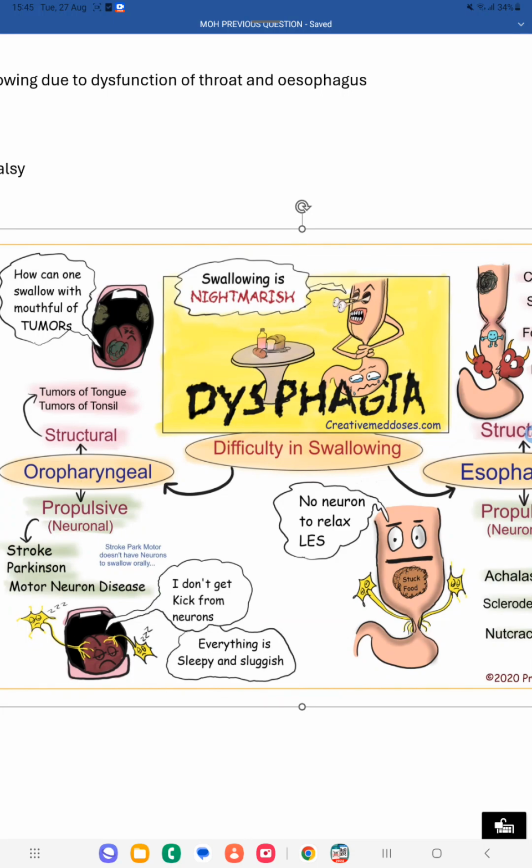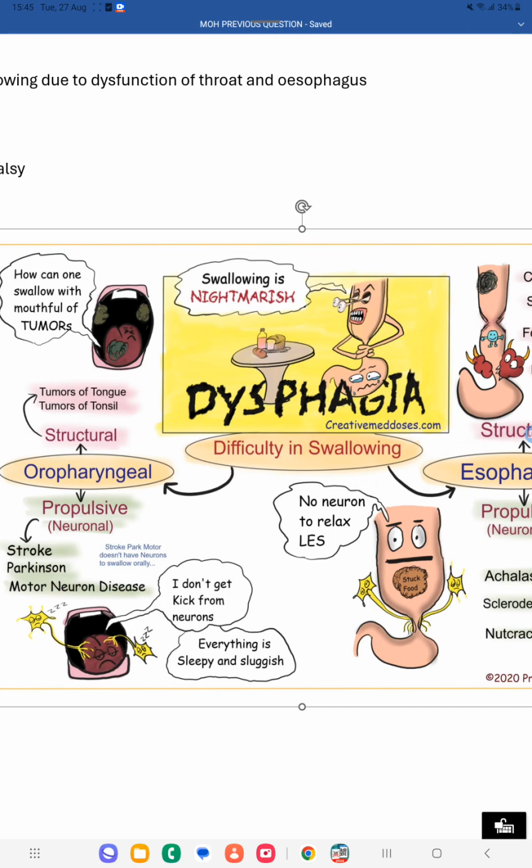Like stroke, Parkinson's, motor neuron disease. Because of these nervous system disorders, impulse transmission does not happen in the throat area. So what happens is that the swallowing impulse is not received. The neurons will not be working properly, so the tongue will not help with swallowing.